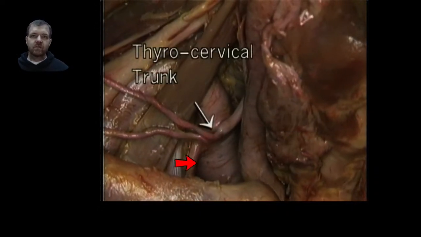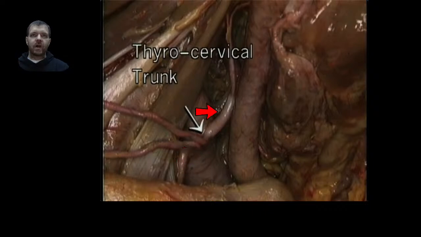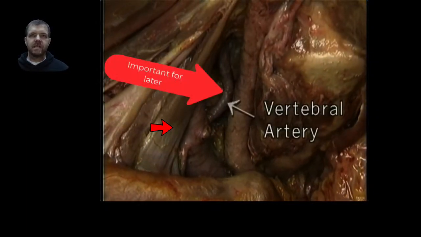Okay, so we've got internal thoracic, so that will go down into your rib cage area. Thyrocervical trunk, so that's going off towards the thyroid. I'll just pause this at specific times. There we go. So this one will be important for later.